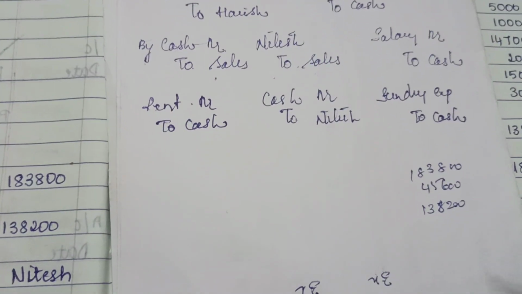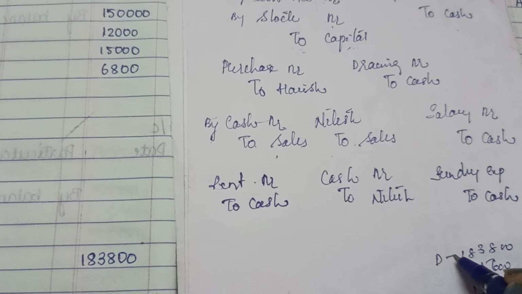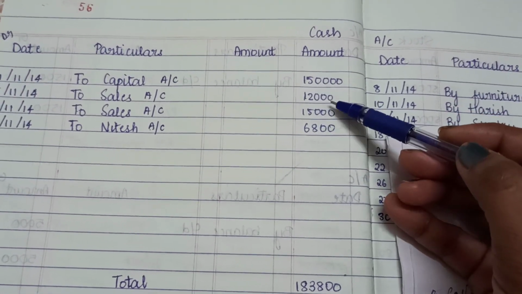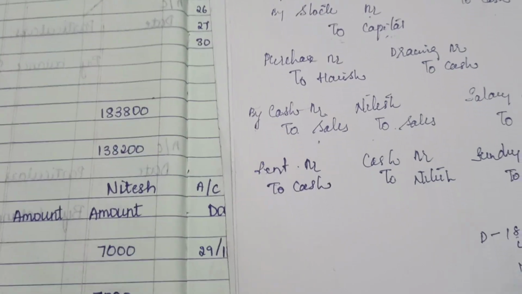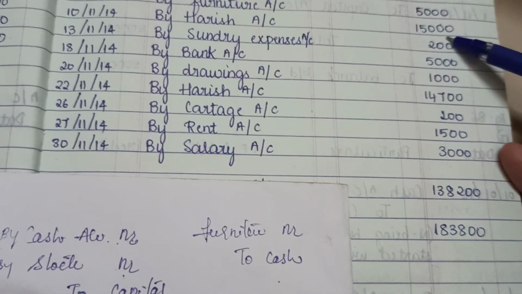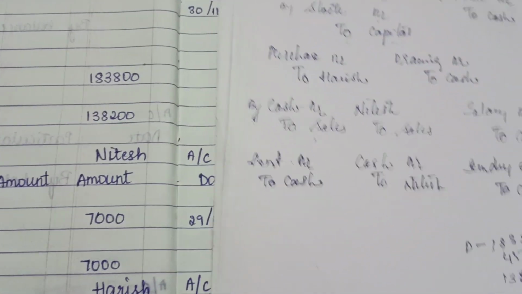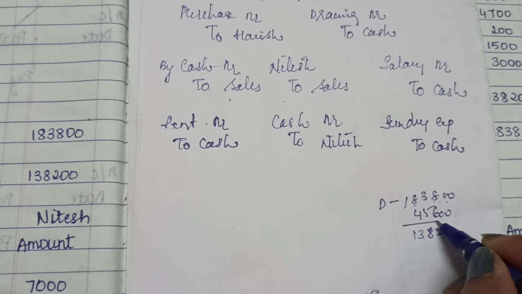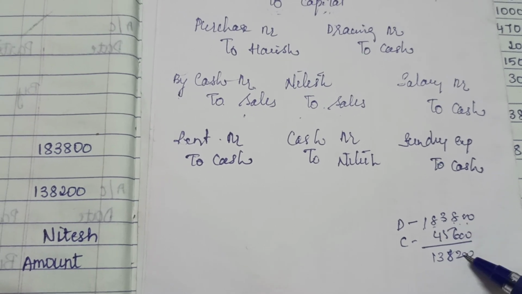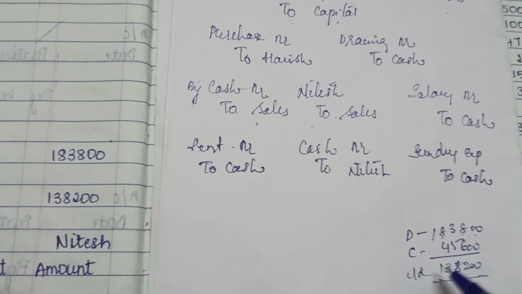Now on the debit side, if you add here, you will get 1,83,800 as the debit total. You add 1,50,000, 12,000, 15,000 and all that, and you will get 1,83,800. On the credit side, we have all these amounts; add all of these up, and we will get 45,600. This is your credit total. Now which side is more? The debit side is more, correct? So we subtract it. The remaining balance is 1,38,200. This amount becomes your balance carried down.